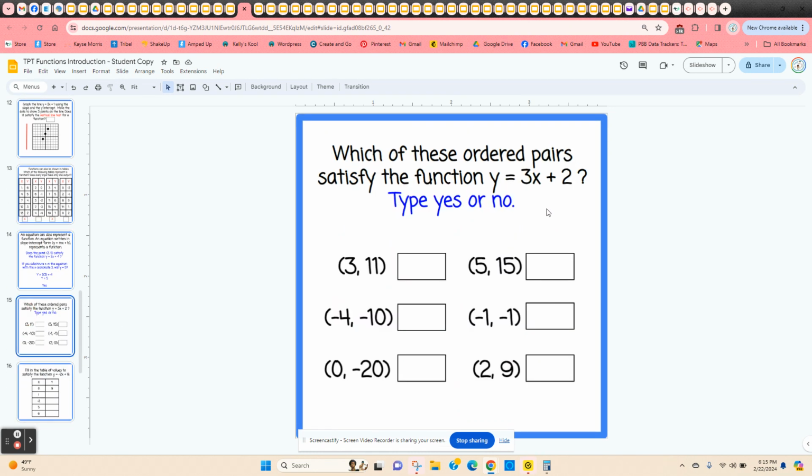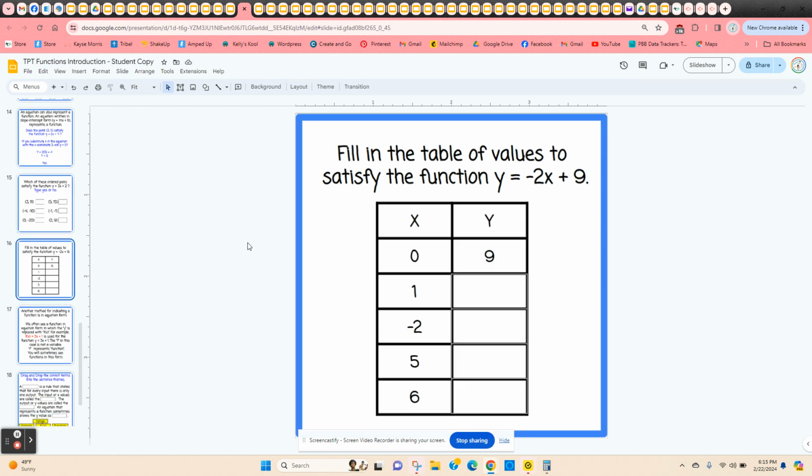Now here we have another equation. Students are just going to type yes or no. They're going to place their x value in place of x in the equation and see if y equals their y value. And they're just going to type yes or no. Now they have a function table. So we have the x values. They're going to replace x with these numbers and then see what y equals.